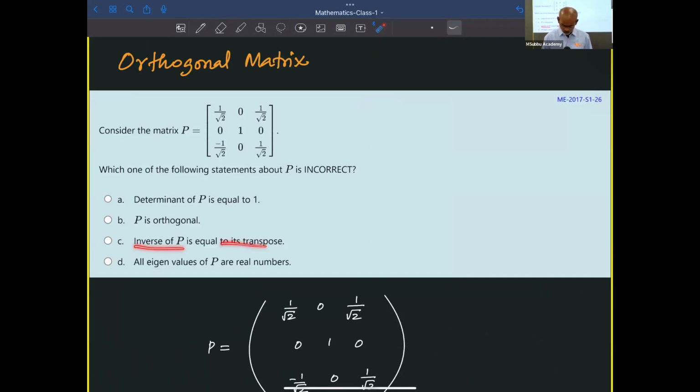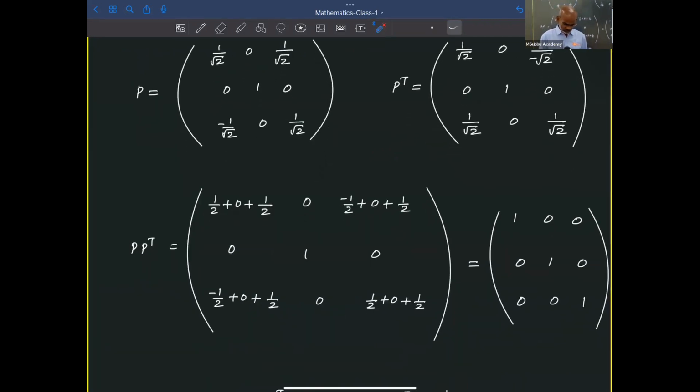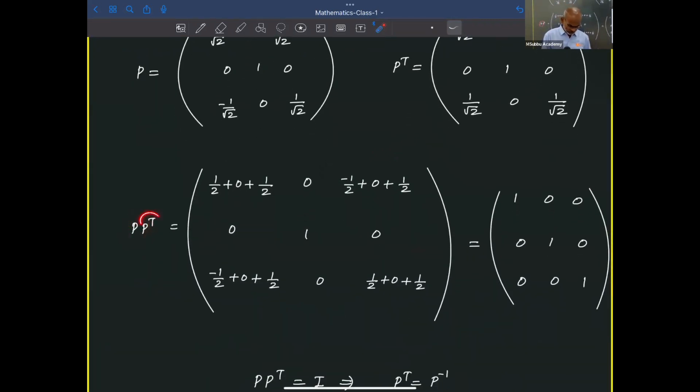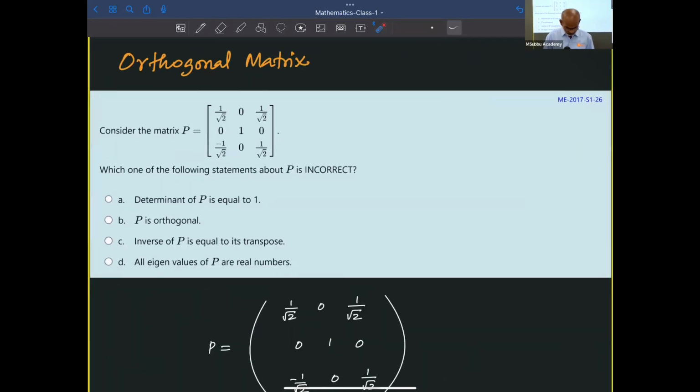Inverse is equal to transpose. So in that way, I am taking the transpose and multiplying this matrix with the inverse, assuming this is the inverse. Any matrix multiplied by its corresponding inverse should lead to identity. Since P multiplied by P transpose is coming as identity, this P transpose is also equal to P inverse. So otherwise, inverse is equal to transpose.